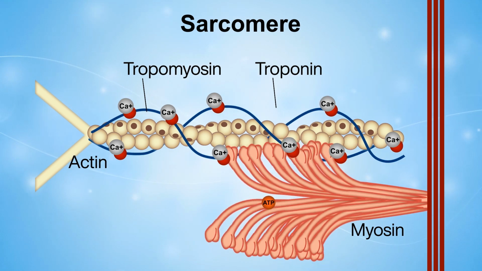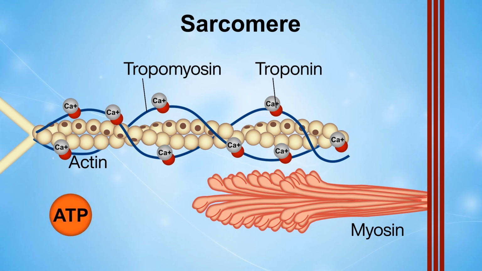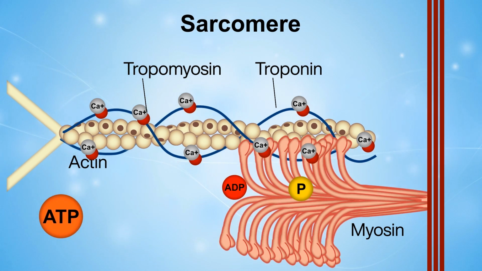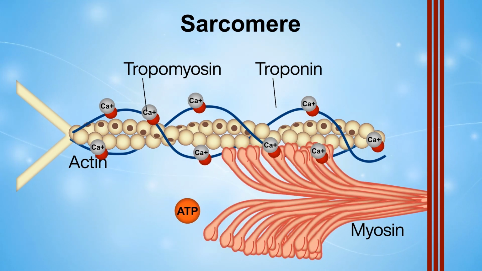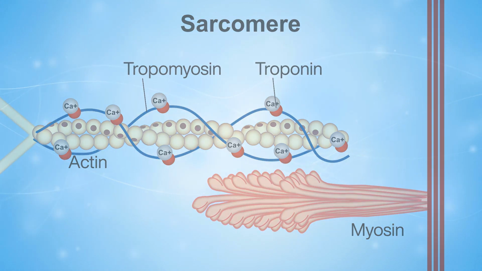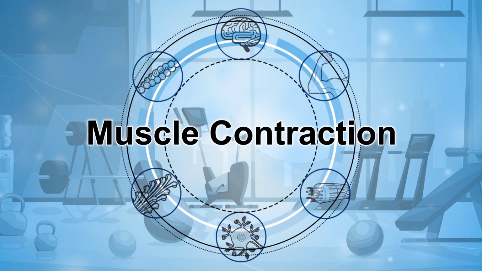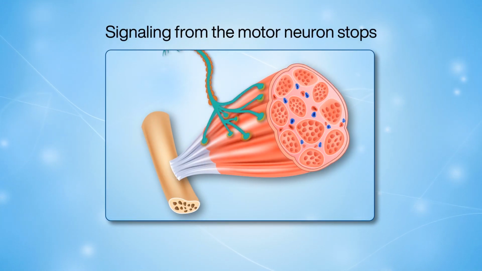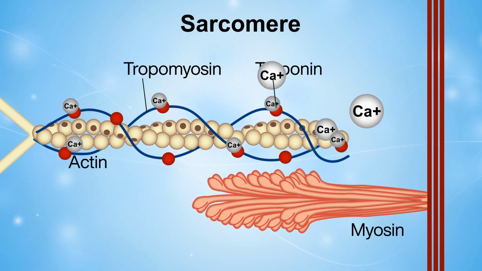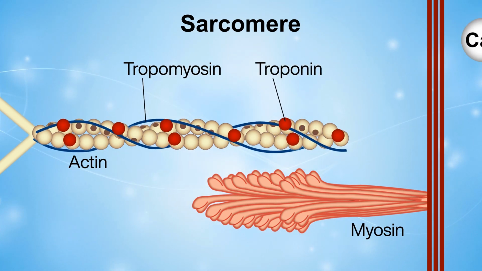Once myosin binds to actin, it pulls on the strand like a rope. The myosin releases the actin, ADP, and phosphate, which makes room for a new ATP molecule to attach to myosin. This process repeats over and over, causing a shortening of the sarcomere. This process is called a muscle contraction. When signaling from the motor neuron stops, the muscle has finished contracting. Calcium unbinds from the troponin and tropomyosin, causing them to block the actin strand once again.